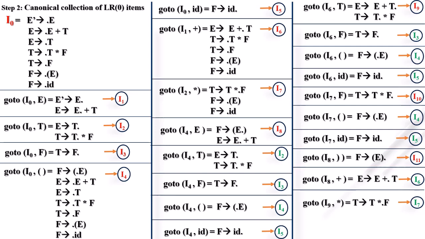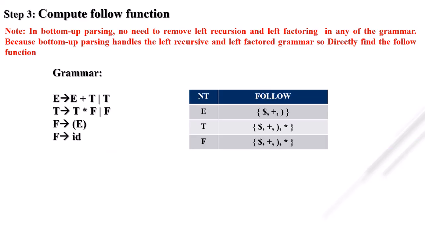What is our step 1? To construct the augmented grammar and then the canonical collection of LR0 items. Now we have to compute the follow function, then the parsing table. Yes, obviously there is a note: in bottom-up parsing, there is no need to remove left recursion and left factoring, as I told you earlier, because bottom-up parsing handles left recursive and left factored grammar. So directly find the follow function.